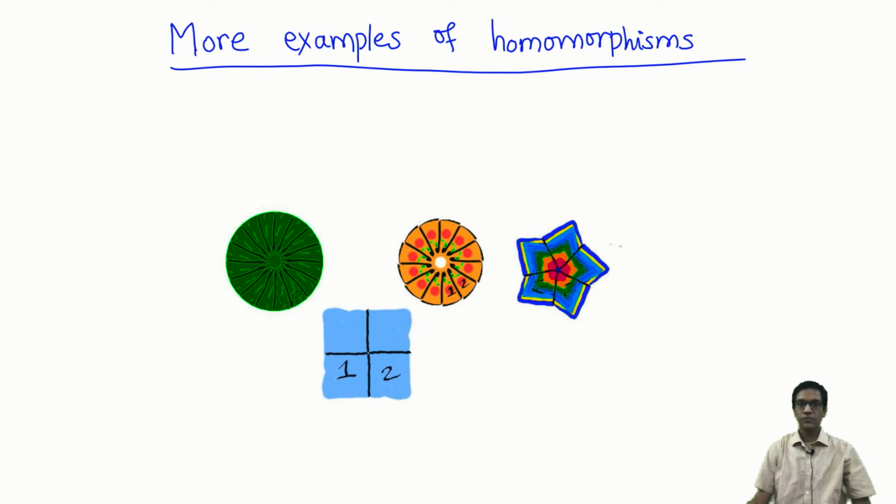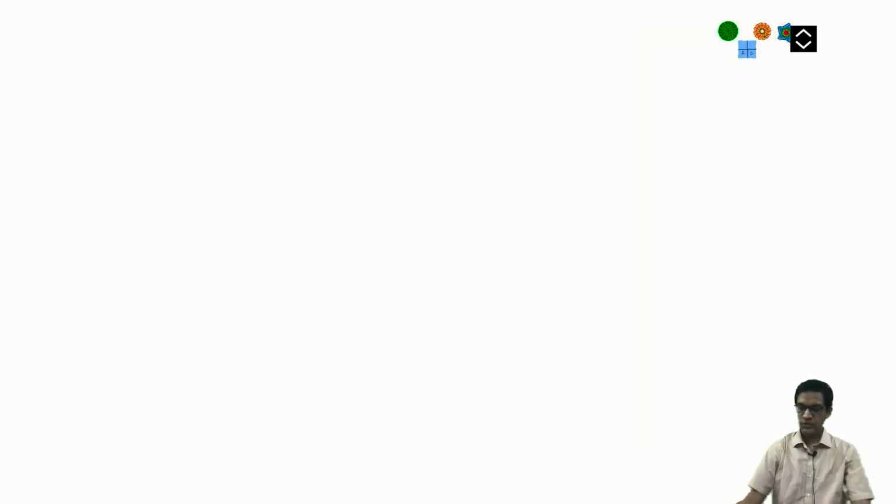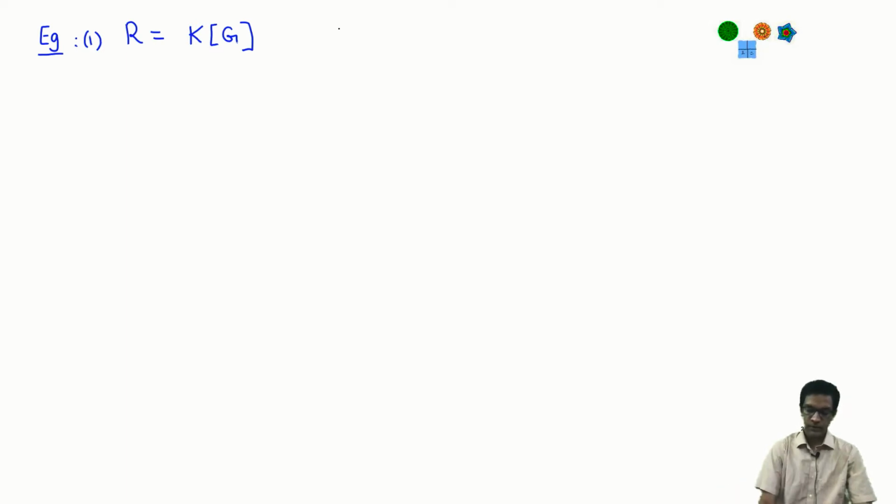Let's talk about a few more examples of homomorphisms. So we saw a few examples already. So here's an example with the ring R being the group algebra. Recall that the group algebra of a finite group, or the group ring of a finite group over a field K, is, well, what was it?